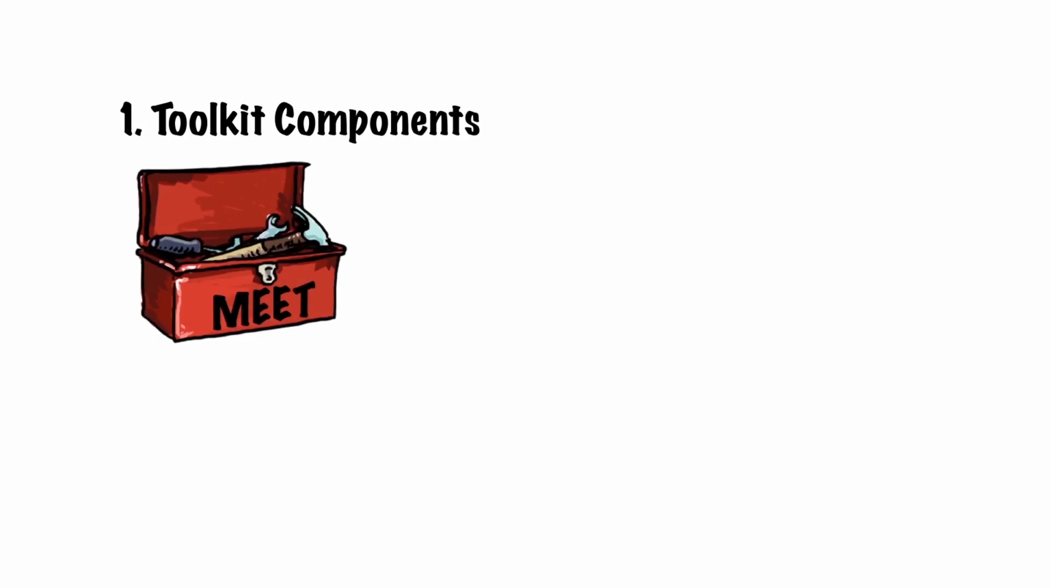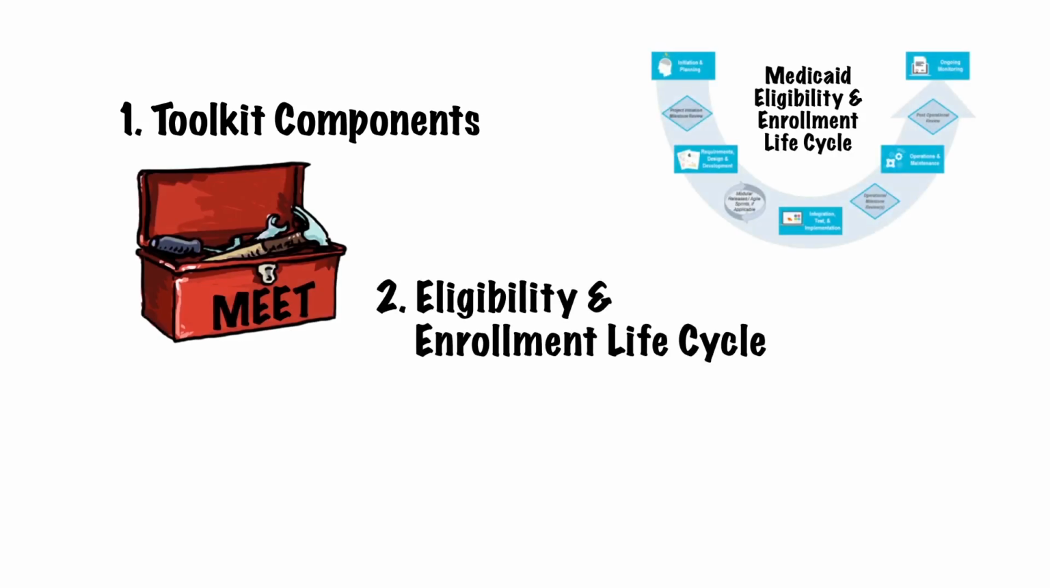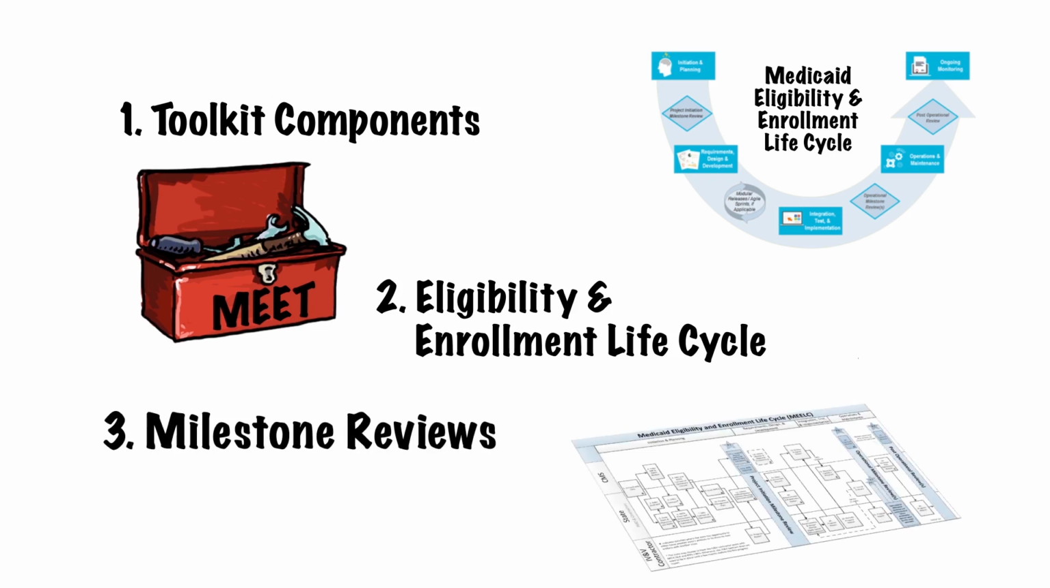To recap, in Section 1, we toured the toolkit's components. In Section 2, we looked at the Medicaid Eligibility and Enrollment lifecycle and how states can align with it. And in Section 3, we examined how states can prepare for milestone reviews.